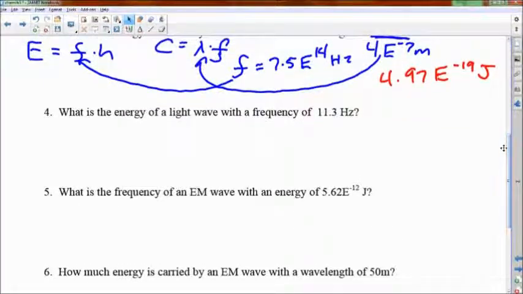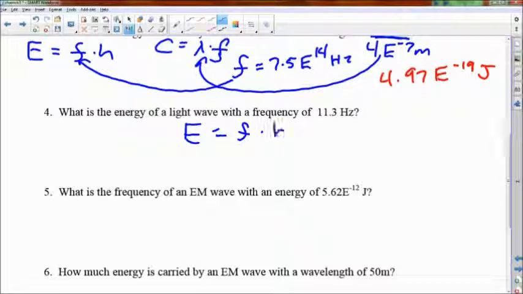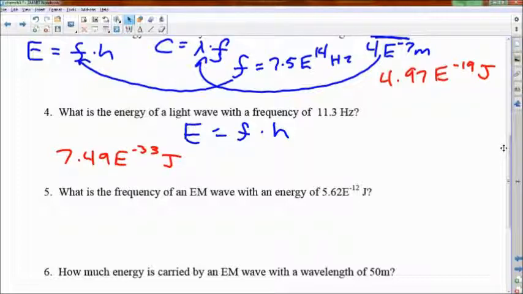Okay, number four, what is the energy of a light wave with a frequency of 11.3 hertz? So this one's pretty simple. Multiply 11.3 times Planck's constant. And we get 7.49 e to the negative 33 joules. Not much energy in a wave that's long enough that it's only got a frequency of 11.3 hertz.